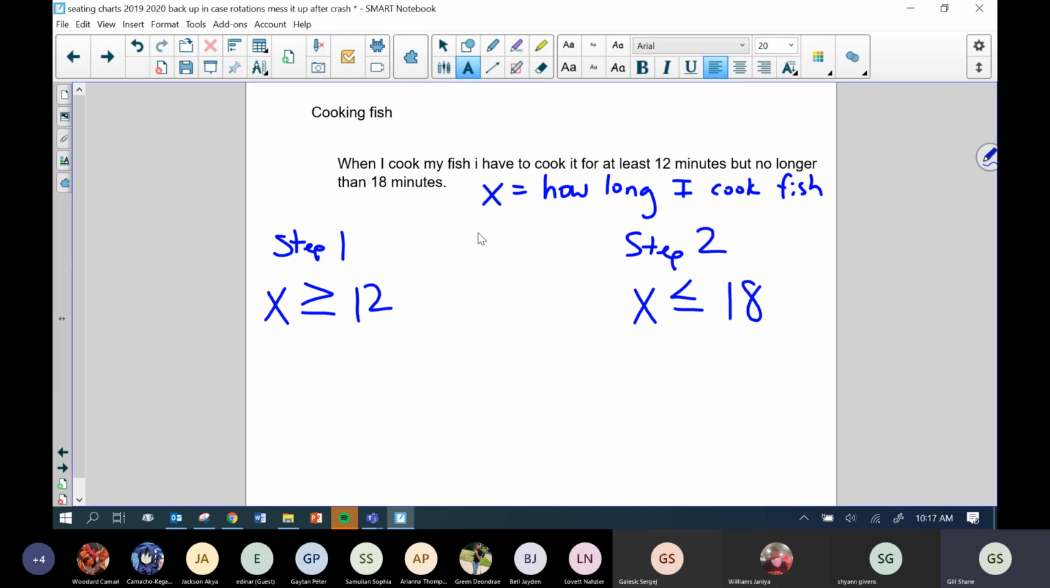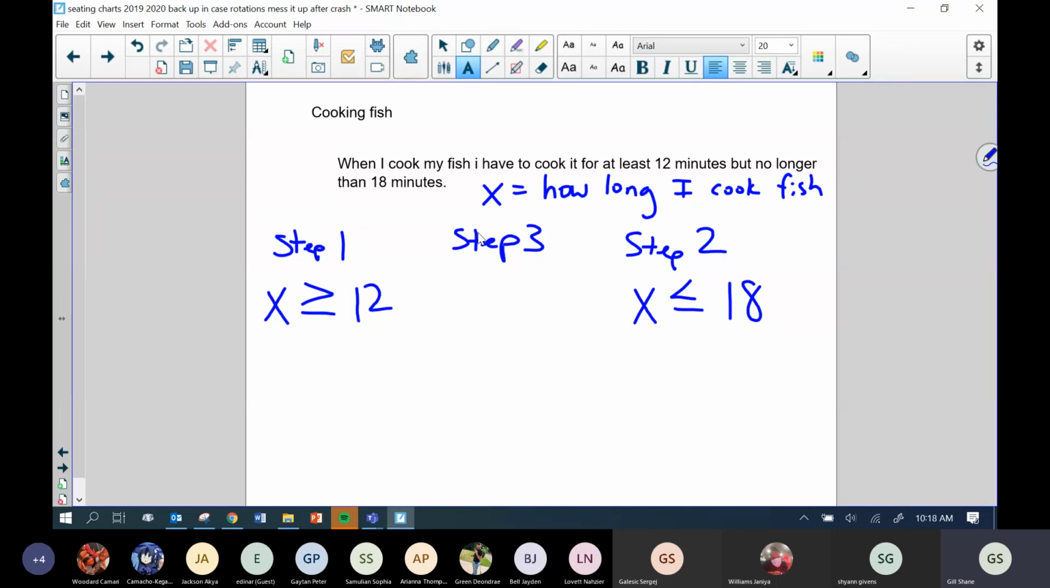And then my last thing, again, step 3 is, which one do I need to use? Do I use "and" or do I use "or"? Well, if it's "or," then that means either of these two inequalities is okay. I could cook it for anything greater than 12, or I could cook it for anything less than 18. Well, I just said I can't cook it for 0. I also just said I can't cook it for 100 minutes. So it doesn't make sense that either of these would be true. So it must be "and."